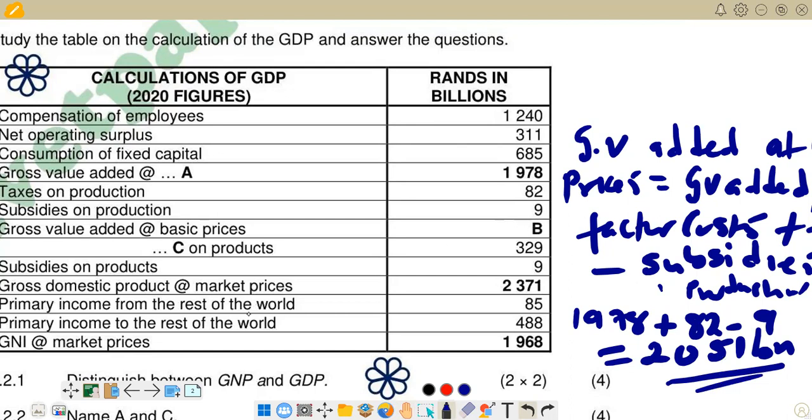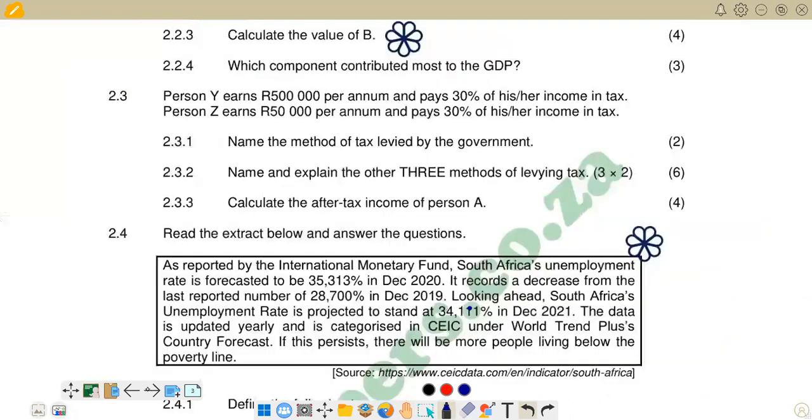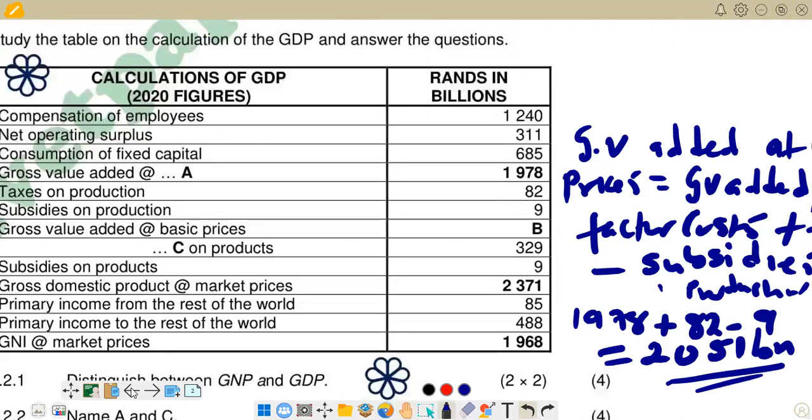Then we go on to the next question to see what it requires. The next question is saying which component contributed most to the GDP. So we are going to analyze the figures that we have to see which component is contributing the most. Here we are seeing compensation for employees is 1,240, and we've got a consumption of fixed assets which is 685. So according to the components that you are given there, the greatest figure there is 1,240. So compensation of employees becomes the answer.